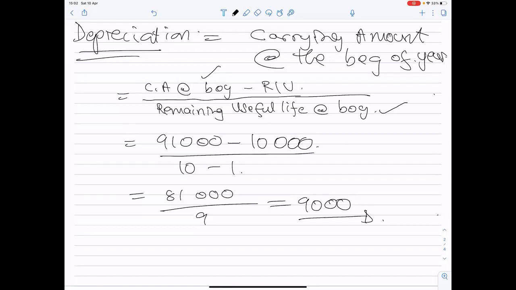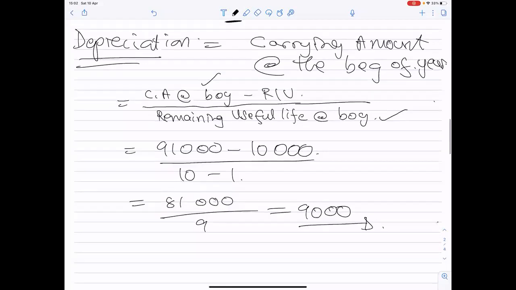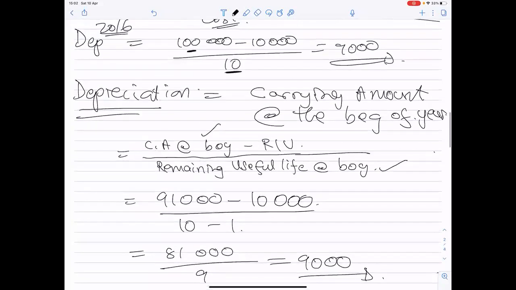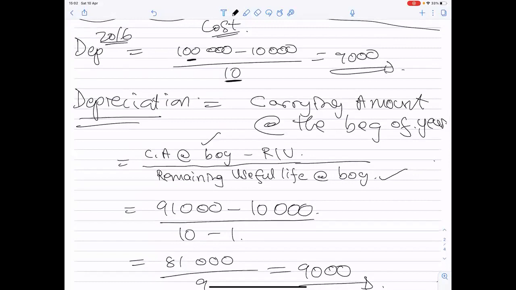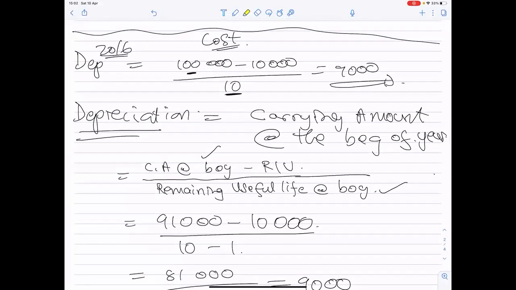I have a question. Yes, ma'am. The residual value. After when are you going to subtract it? Are you going to subtract it throughout the useful life? Yes, the residual value. Remember, the reason why we are taking out the residual value is because we are trying to calculate the depreciable amount. You understand? Because the residual value is not depreciated.